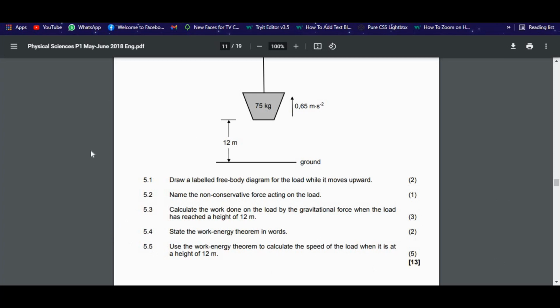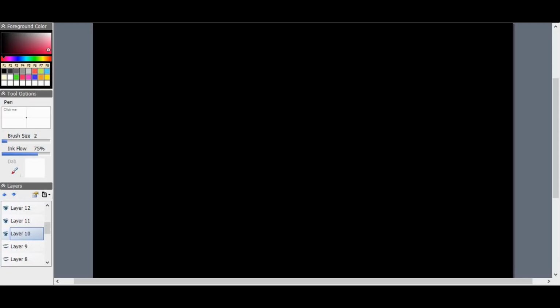Right, let's go through the solution. 5.1, draw a labeled free body diagram. And this is 2018, May, June, Paper 1.